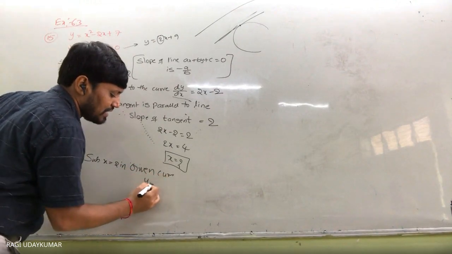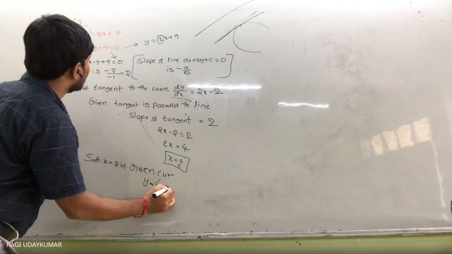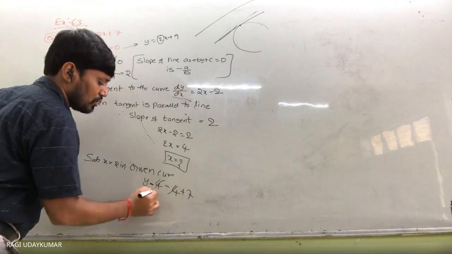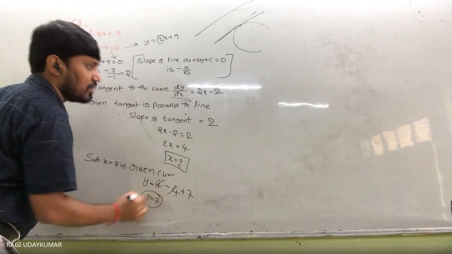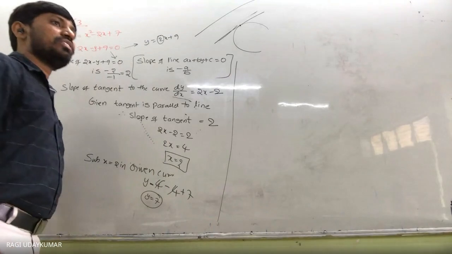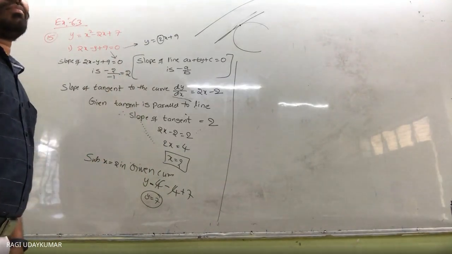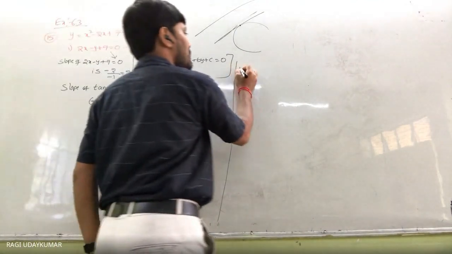तो अब y आ जाएगा, y is equals to 2 square 4 minus 4 plus 7, so y equal to 7. So therefore, equation of the tangent is equal to equation of the line passing through the point (2, 7) with a slope 2.